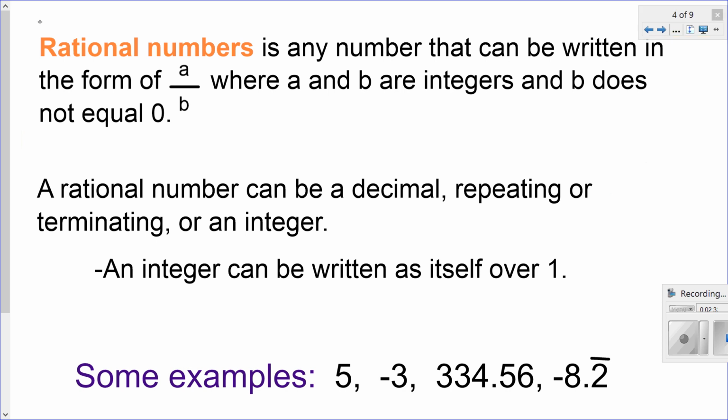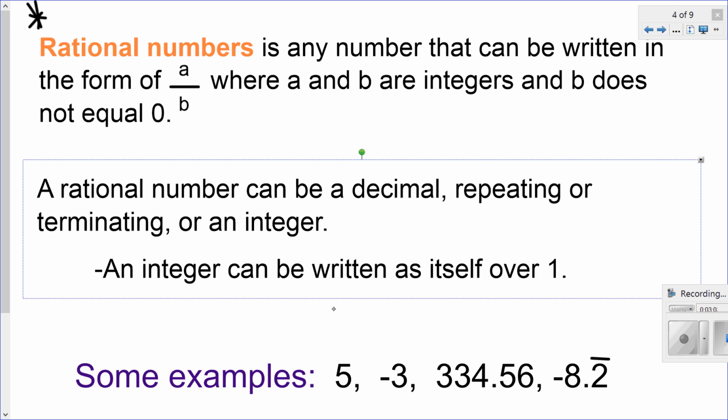Rational number. This is important for you guys to understand that a rational number is any number that can be written in the form of a over b, where a and b are integers and b does not equal 0. Basically, if you can take any number that exists and write it as a fraction that is equivalent to the number itself, it's rational. A rational number can be a decimal, repeating or terminating, or an integer. The integer can be written as itself over 1. So if I look here, 5 is an integer. I can write that as 5 over 1. -3 is an integer. I can write that as -3 over 1.